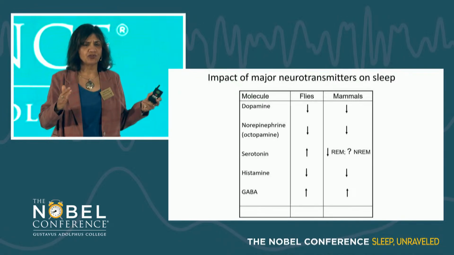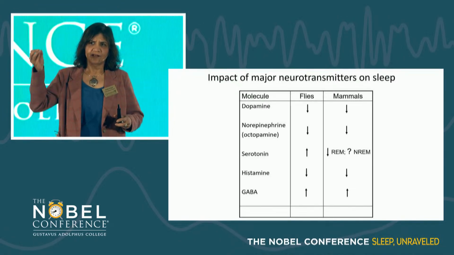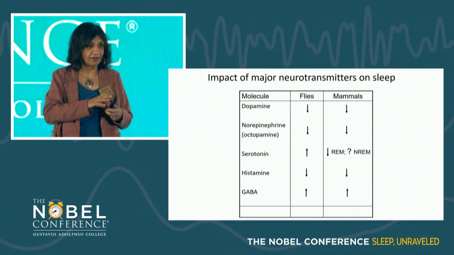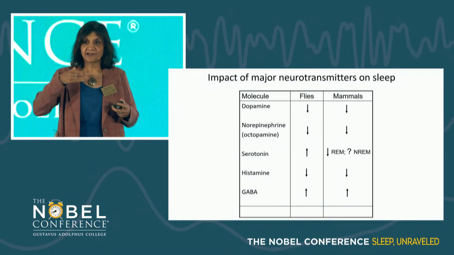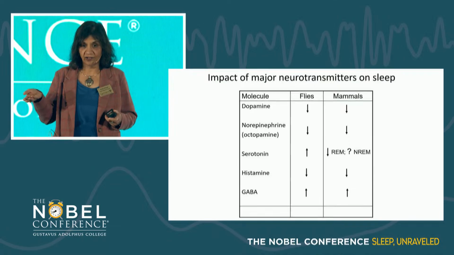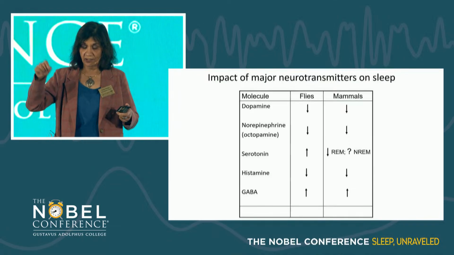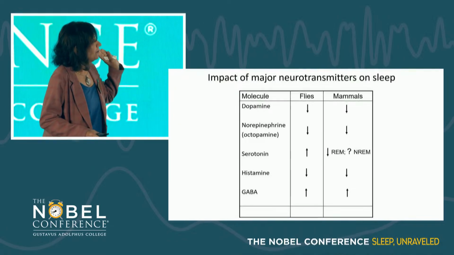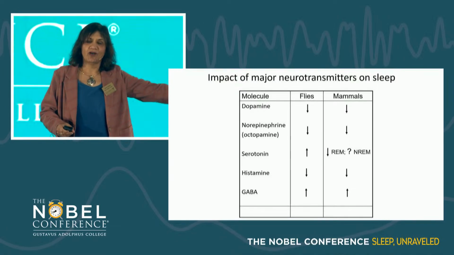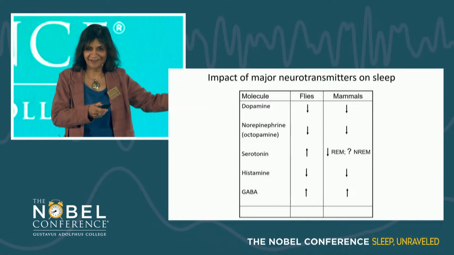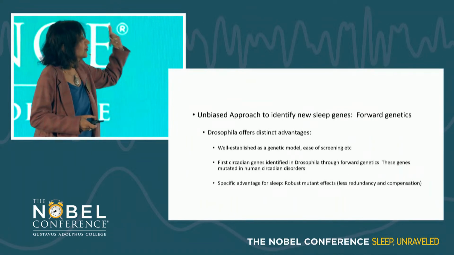These things are so well conserved, in fact, that drugs that affect sleep in humans have similar effects on flies. And we've even used the fly to find new novel molecules that could affect sleep. But we didn't develop a fly model to say that what is true in the mammal is true in the fly. What you want to do is go beyond that.